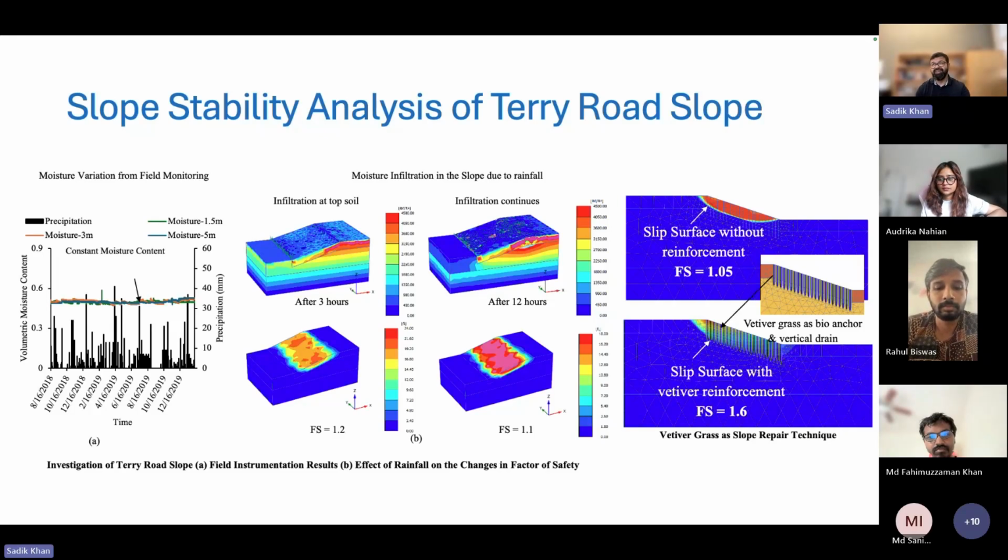But my recommendation would be that first we should fill the crack with soil, and then we should plant the vetiver. We should not keep the crack open. If we keep the crack open, it's not a good idea because that will increase the moisture infiltration.